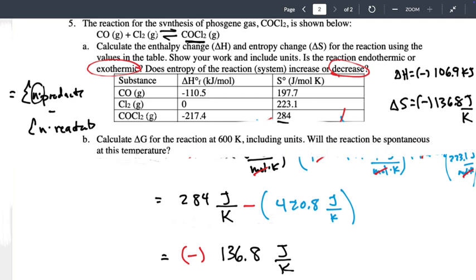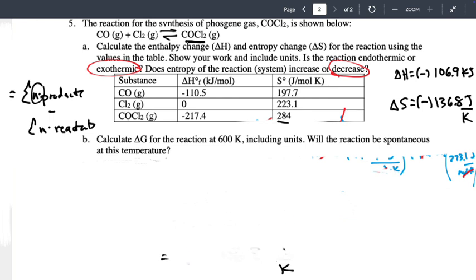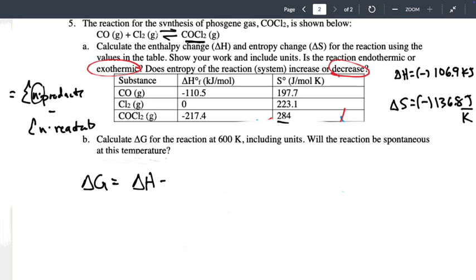So now we can bring in the next question. Calculate delta G at 600 K, including units. Will the reaction be spontaneous at this temperature? All right, how do we calculate the delta G? Cool. If that's a pause and you're like, I don't know how to calculate that, we now have an equation that we need to write down on our cheat sheet. Delta G equals, cool. We can now go through and start plugging in our numbers for this.